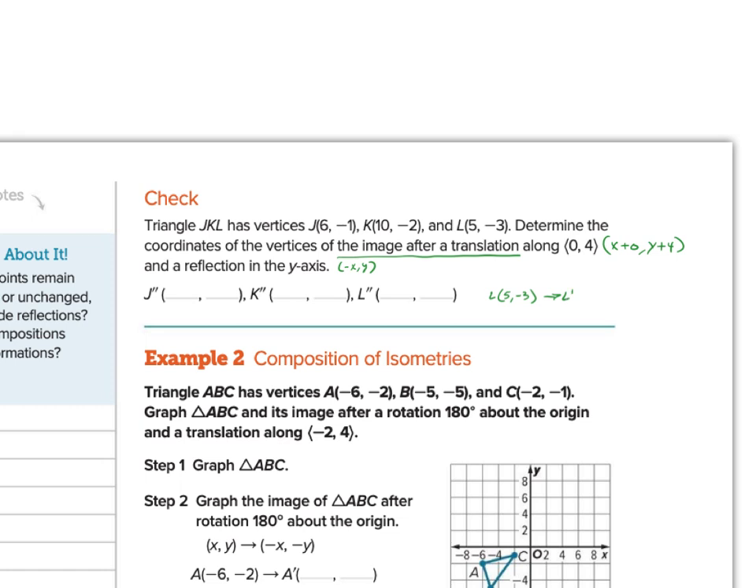And then L prime would be the first translation. So that would be 5 + 0, and then -3 + 4. So L prime is (5, 1). And then we're going to map that to L double prime, and we're going to change the sign because it is reflecting over the y-axis, right? So we're changing the sign of our x coordinate. So it would become (-5, 1). So that's just how we would look at all of those points. But again, just following it in order.